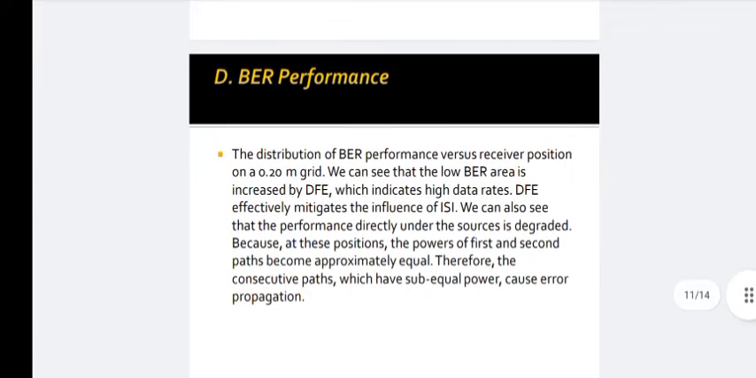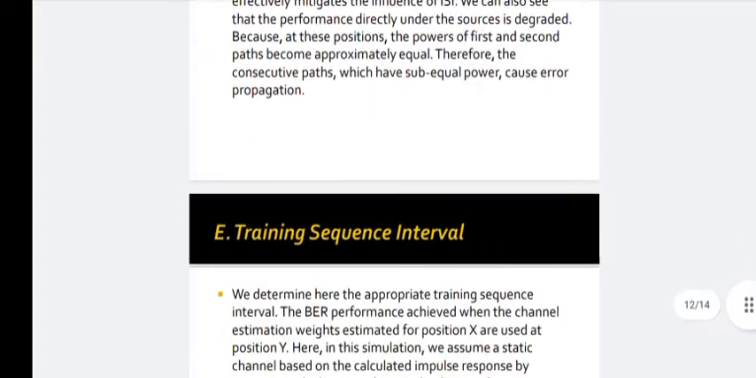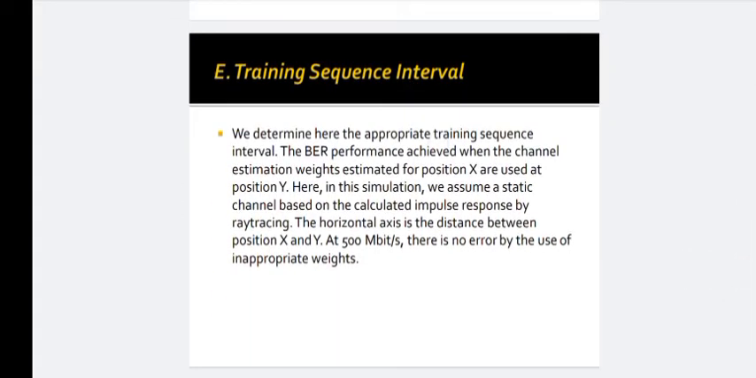This is the BER performance, and the distribution of BER performance over receiver positions on a 0.2 m grid. We can also see that performance directly under the source is degraded, and therefore the consecutive error path can sub-equalize power and cause error propagation. The training sequence interval we determine here is the approximated training sequence interval. Here this is the simulation. We assumed a static channel based on a calculated impulse response by ray tracing.